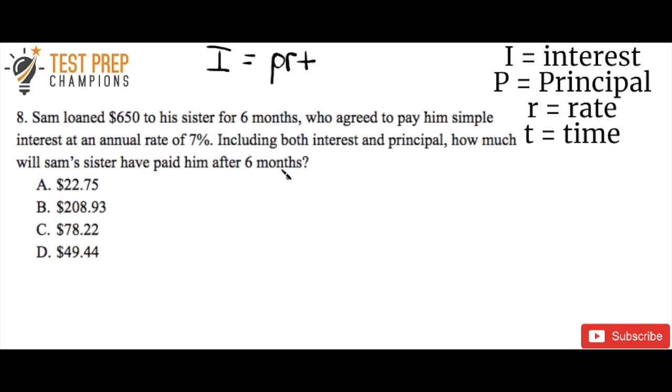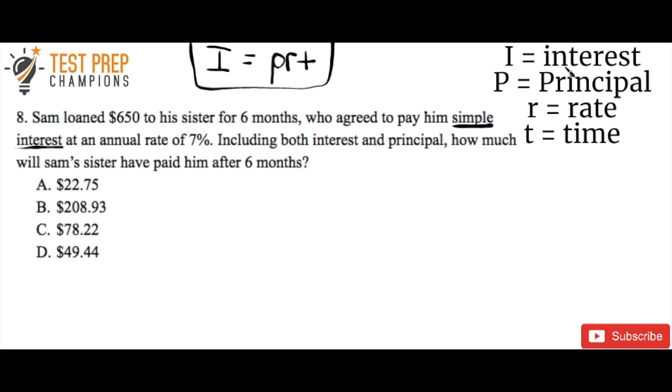Question number 8 is about simple interest. Sam loaned $650 to his sister for 6 months, who agreed to pay him simple interest at an annual rate of 7%, including both interest and the principal. How much will Sam's sister have paid him after 6 months? So whenever you see the words simple interest in a question, hopefully that's going to cue you into this formula here, which is I equals PRT, which again, will be given to you on your test.